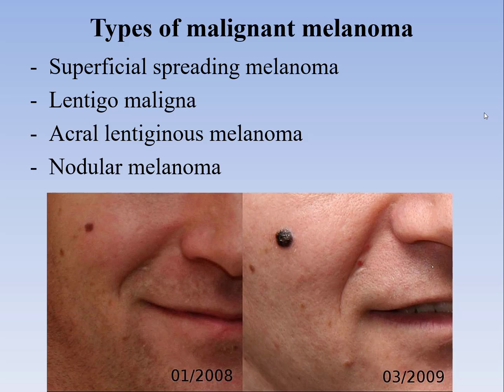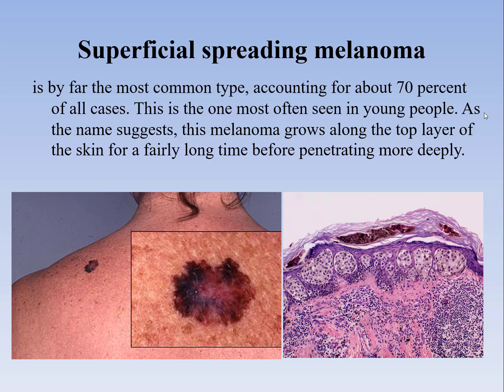Types of malignant melanoma: superficial spreading, Lentigo maligna, Acral lentiginous, and Nodular melanoma. Superficial spreading melanoma is by far the most common type, accounting for about 70% of all cases. This is one of the most often seen in young people. As the name suggests, this melanoma grows along the top layer of the skin for a fairly long time before penetrating more deeply.